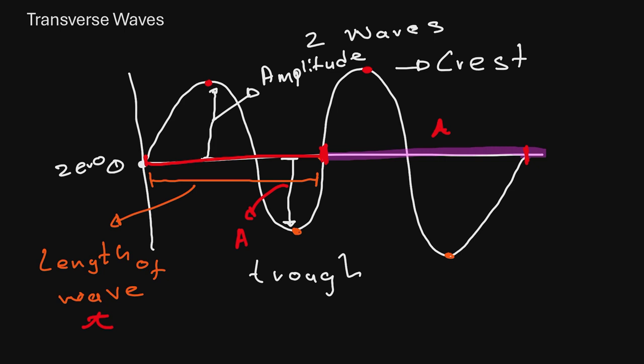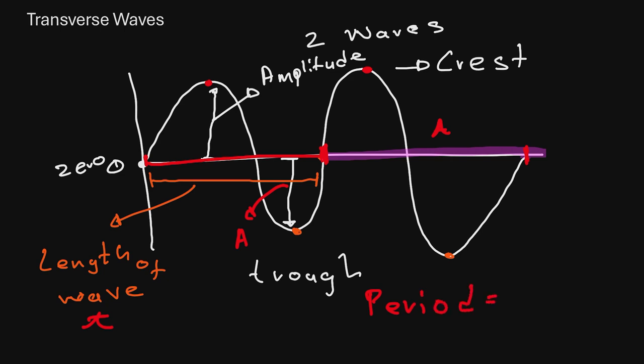And the second thing that we need to know also is the time that it takes to complete one wave. It is called a period. So a period is just the time from the starting of one wave to the finishing of one wave. And that is called a period.